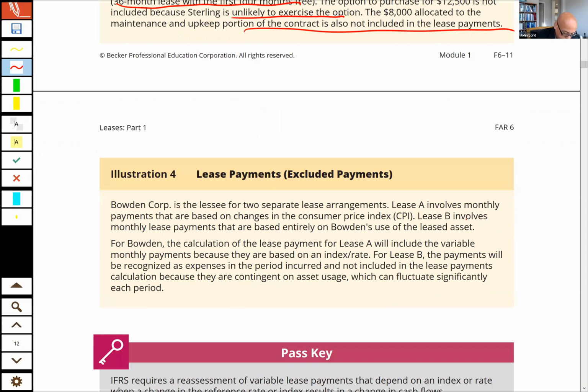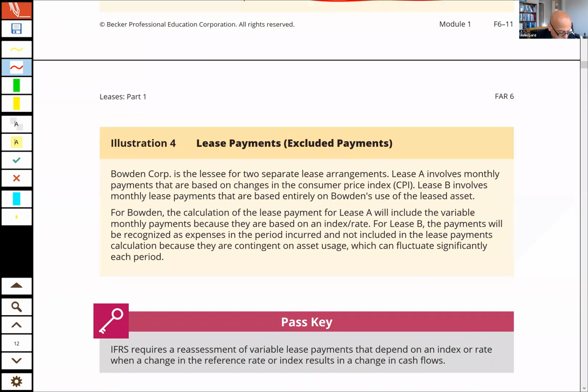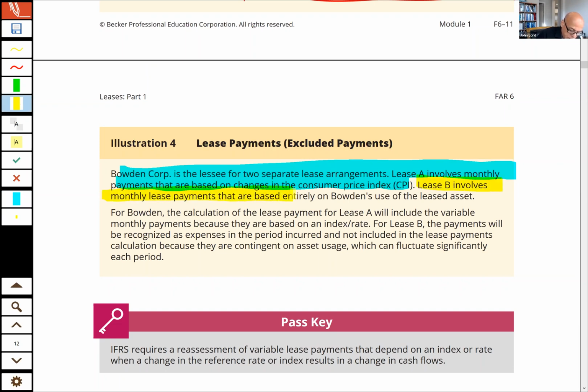Okay, so let's take a look at this number 4 here. Lease payments, illustration 4, lease payments excluded. And so when we look at lease payments excluded, Borden is the lessee for 2 separate lease agreements. Lease A involves monthly payments that are based on changes in the consumer price index. Lease B involves monthly lease payments that are based entirely on Borden's use of the lease.